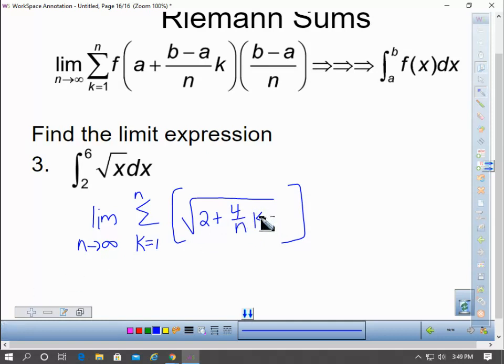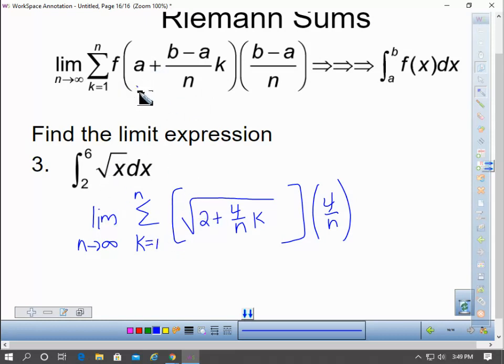All right, so there's the first part, and then that gets multiplied by b minus a over n, which is the same thing, 4 over n, and I'm done. It is that simple. That's all there is to it. You just got to make sure you figure out who a and b are, and what the function itself is, which they give you.